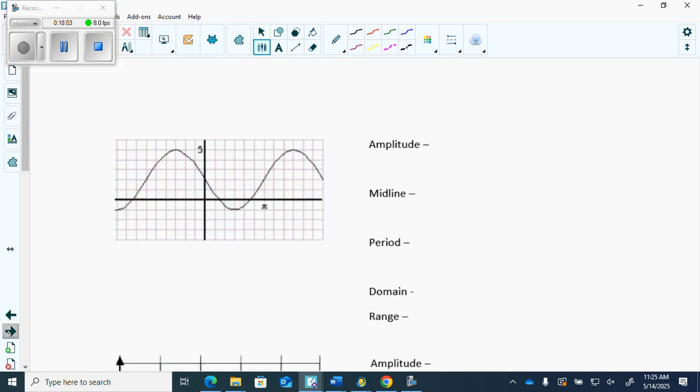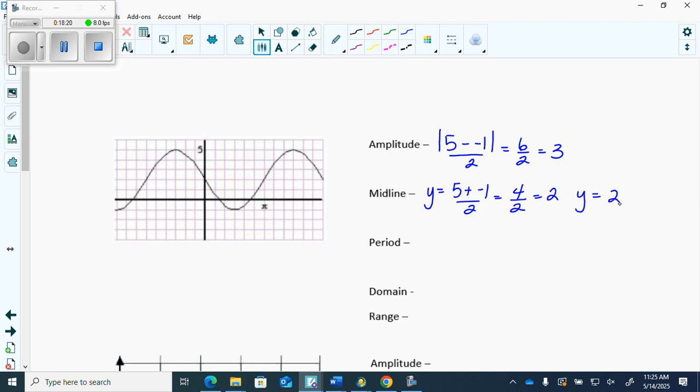The amplitude is the absolute value of 5 minus negative 1 divided by 2, which is 6 divided by 2, which is 3. And my midline is y equals 5 plus negative 1 divided by 2, which is 4 over 2, which is 2. So I'm going to draw y equals 2. Is it the same amount above and below? It should be the amplitude, actually. So this is 1, 2, 3 up. This is 1, 2, 3 down. So you should prove your amplitude just by counting as well, because it's half the distance.